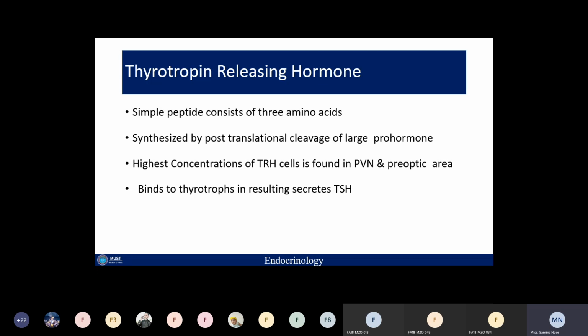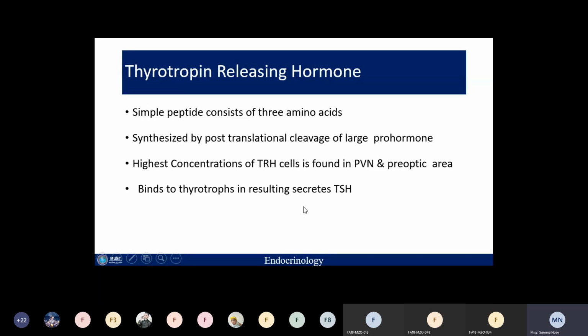The highest concentration of the cells responsible for the production of thyrotropin releasing hormone is found in the paraventricular nuclei, or the preoptic region of the hypothalamus. So the cells that are responsible for the production of TRH are located mainly in the PVN region and the preoptic region of the hypothalamus.